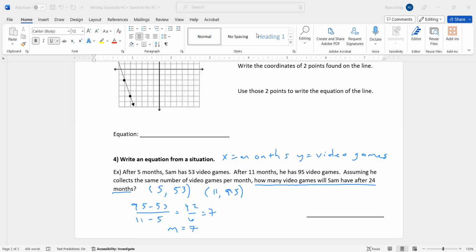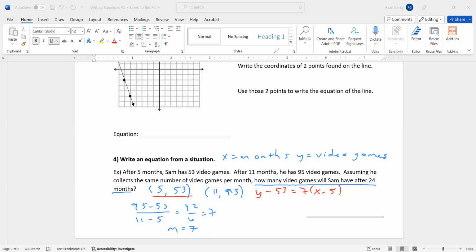Okay. So what do I do now? Well, I'm going to write my equation in slope-intercept or point-slope form. So y minus, I'll take the first point here. The y value is 53. 7, x minus 5. Now that's not going to really help me much to answer this question. How many video games will he have in 24 months? Doesn't really seem like a great place to put 24.